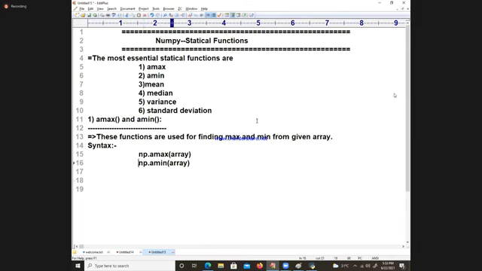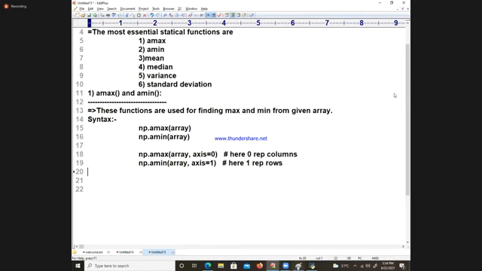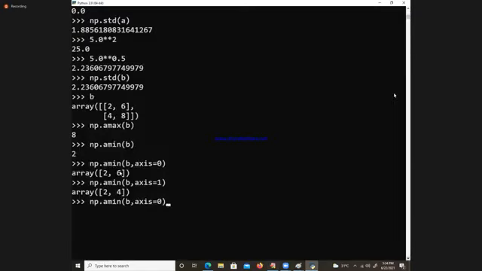One more way I can give you the same thing. I can write here array, comma, axis is equal to 0. Here 0 represents what? Columns. Next, axis is equal to 1. Here 1 represents what? Rows. 1 represents rows. Are you able to follow?